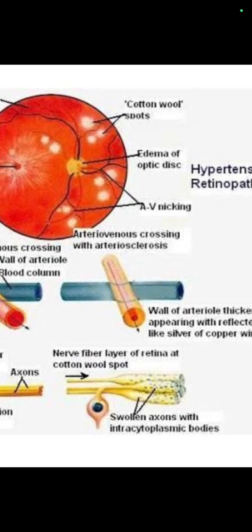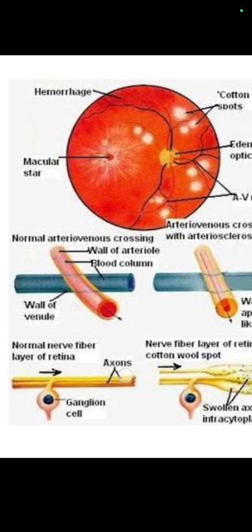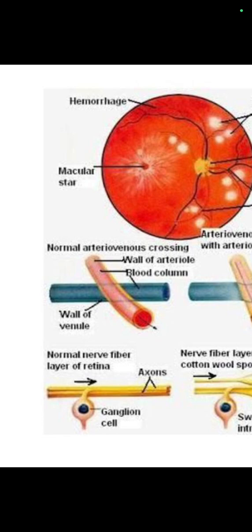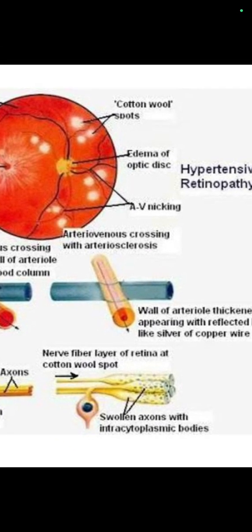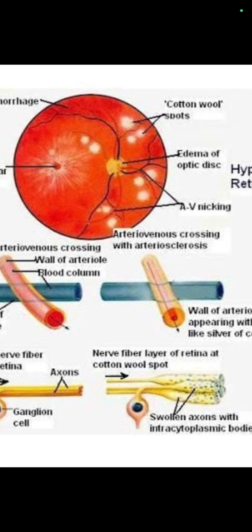When will this happen? Whenever there is arteriosclerosis. Now let's see what happens to the nerve fiber layer. This is a normal nerve fiber layer. We can see the ganglionic cell and the axons of the ganglionic cells. What happens? Due to the exudation, fluid will enter the nerve fiber layer and the axons will become swollen with intracytoplasmic bodies, and due to the swollen part they will appear as cotton wool spots.